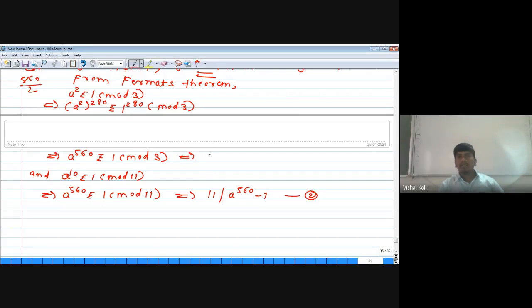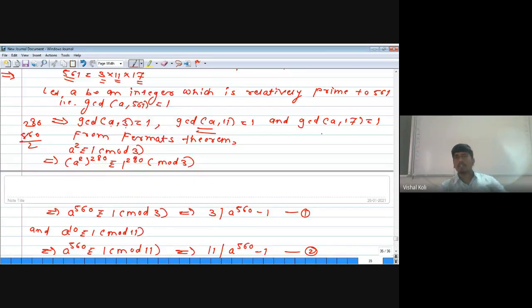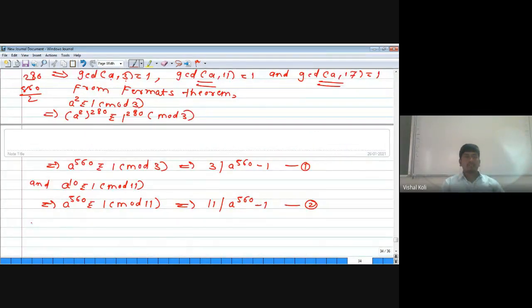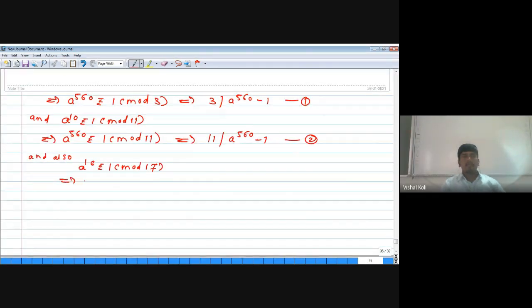Which implies 3 divides a to the power 560 minus 1. This will be equation 1. Now we have to use Fermat's theorem for this one, that is GCD of a and 17 equal to 1, which implies a to the power 16 is congruent to 1 modulo 17, which implies a to the power 560 is again congruent to 1 modulo 17, which implies 17 divides a to the power 560 minus 1.